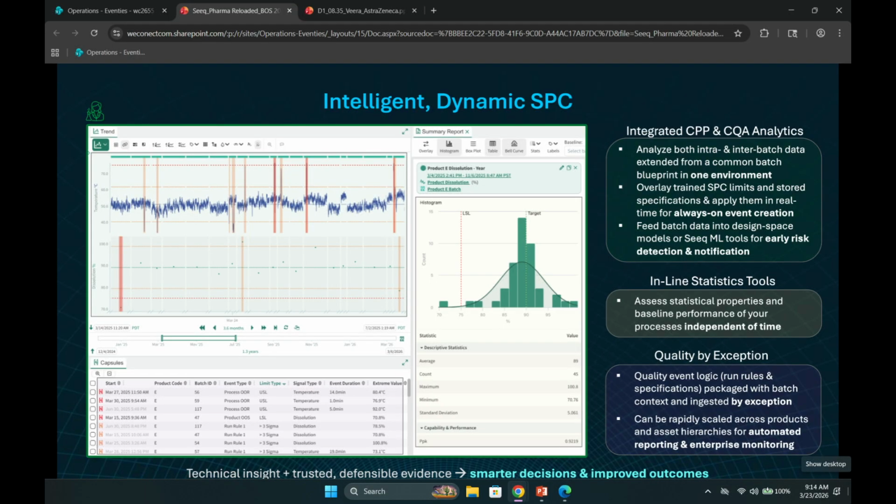So all of this really builds a framework for scaling analyses across products. In this case, we're looking at SPC. We can easily scale across our portfolio and assets and have these events triaged in our enterprise monitoring app, so you can really have a one dashboard area to look at all these events.